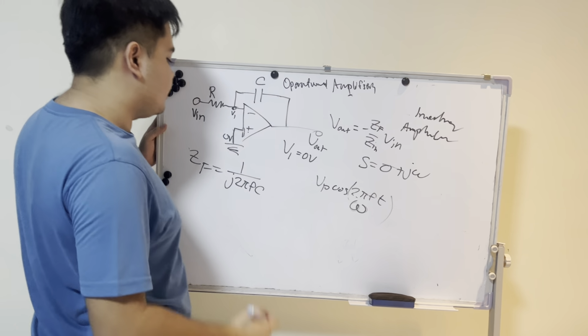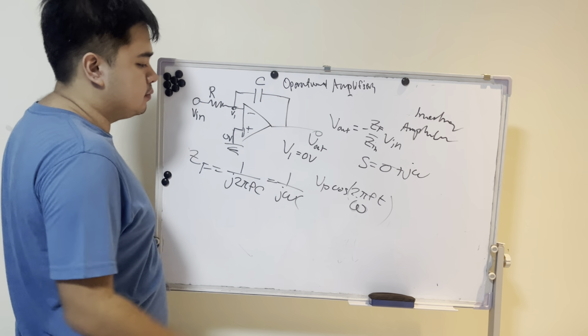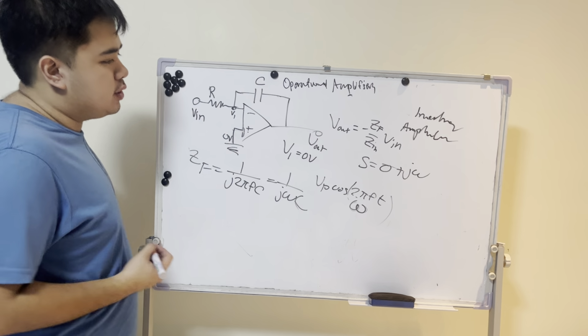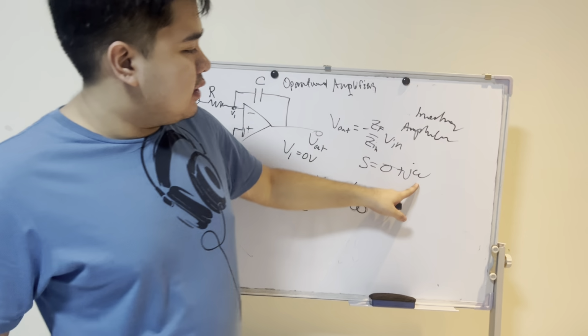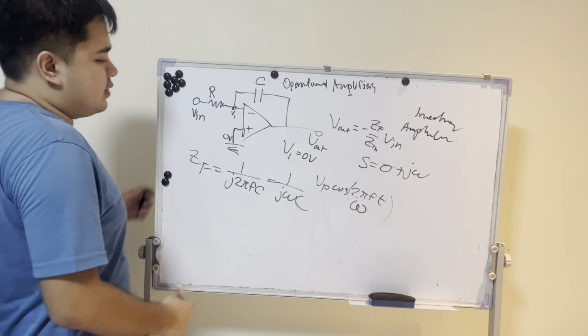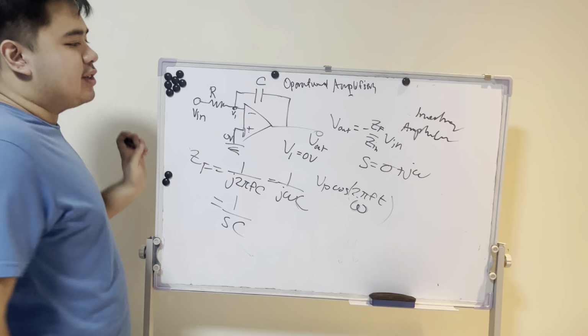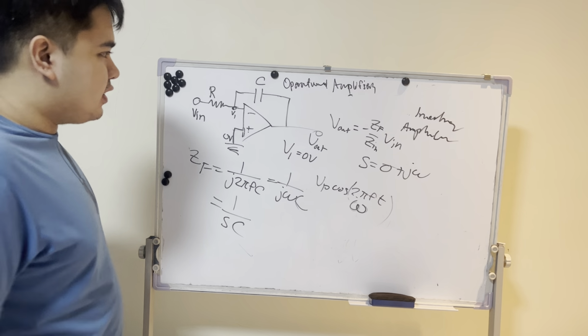So 1 over j omega C. What else can we use here? There's j omega here. So let's just put s instead, so it's easier to write. And there's also a reason for that.